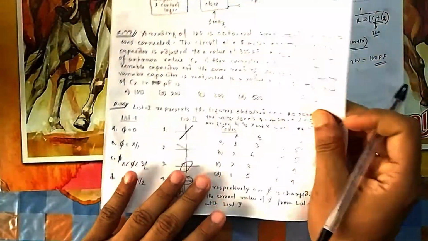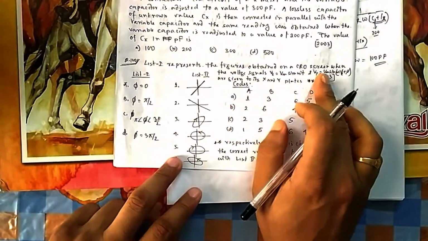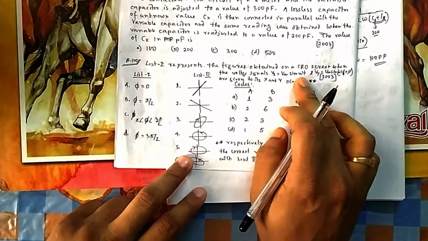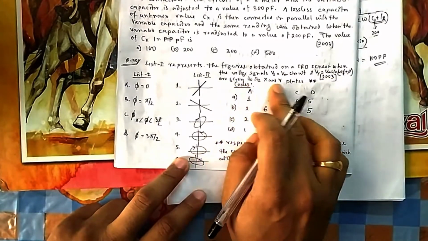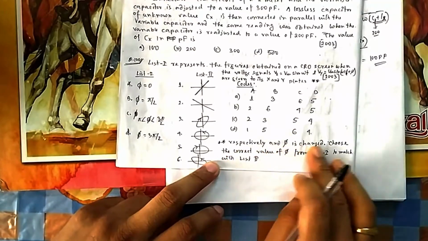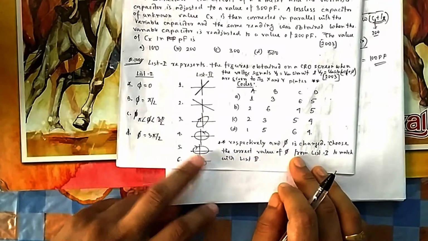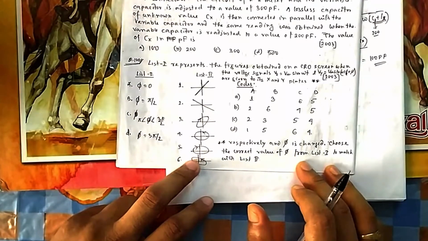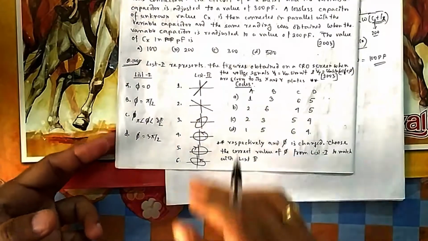Now you come to question number 100. This represents the figure obtained on a CRO screen when the voltage signals Vx and Vy are given to the X and Y plates respectively, and phi is changed. Choose the correct value of phi from list 1 to list 2. In some of the books you will find they have given it directly.